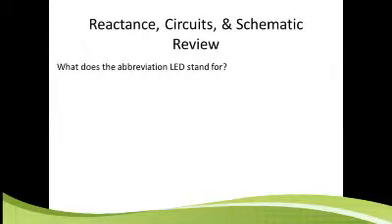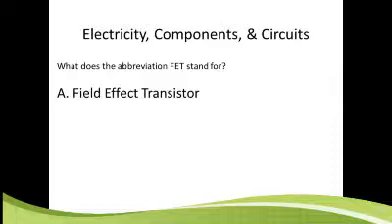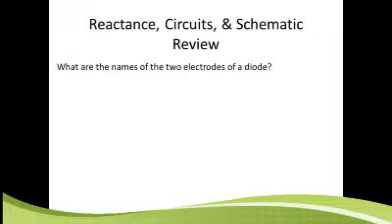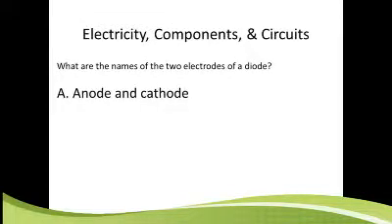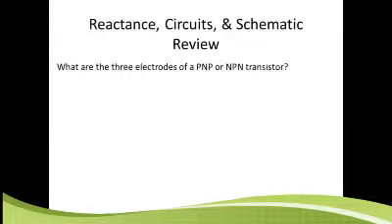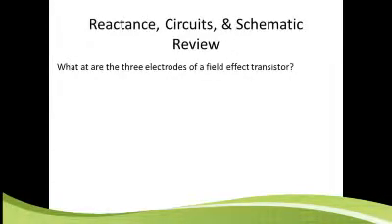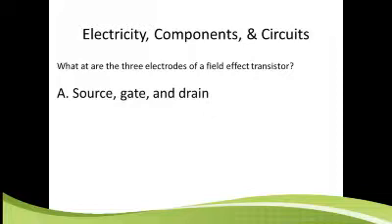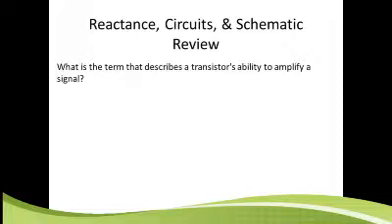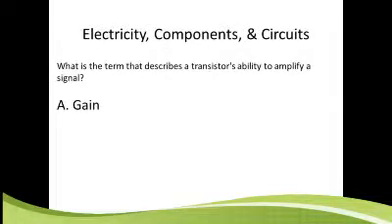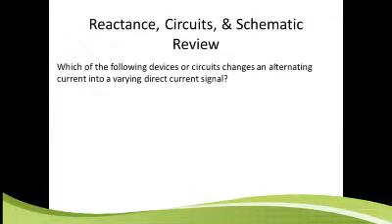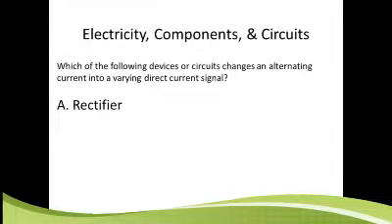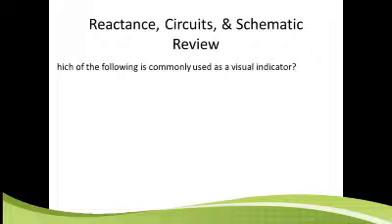Well, here's the easy one. What does LED stand for? Light emitting diode. And what does FET stand for? Field effect transistor. What are the names of the 2 electrodes of a diode? Cathode and anode, that's right. What are the 3 electrodes of a PNP or NPN transistor? Base, emitter, and collector. Now, what are the 3 electrodes of a field effect transistor? It's called the gate, the source, and the drain. What is the term that describes a transistor's ability to amplify a signal? Gain. Gain, that's right. How much gain do you get with a transistor? What converts alternating current into varying direct current? A rectifier. What component is often used as a visual indicator?